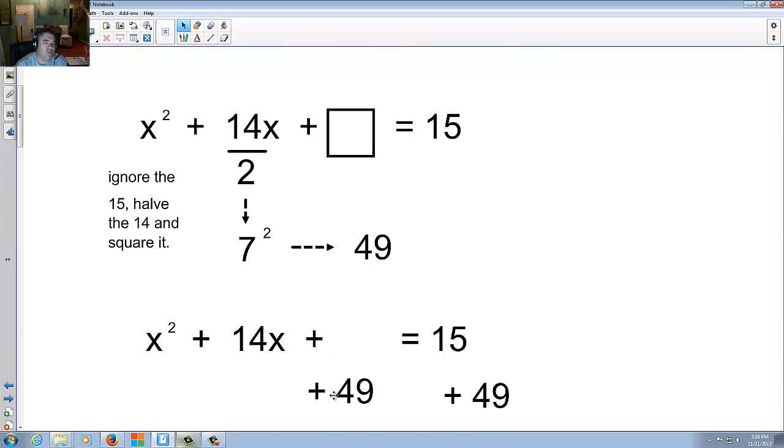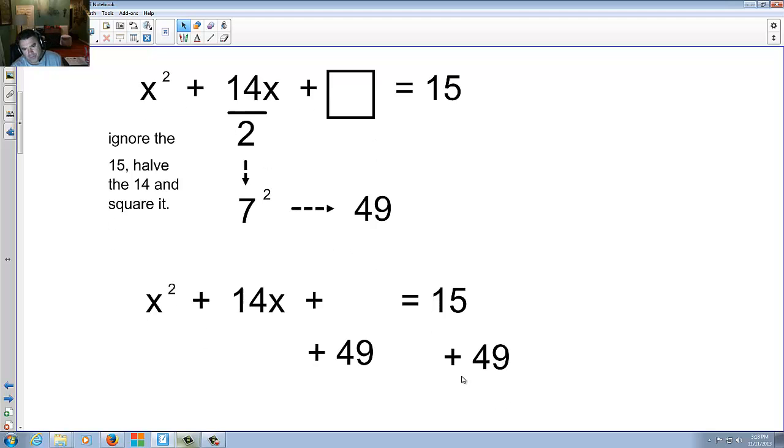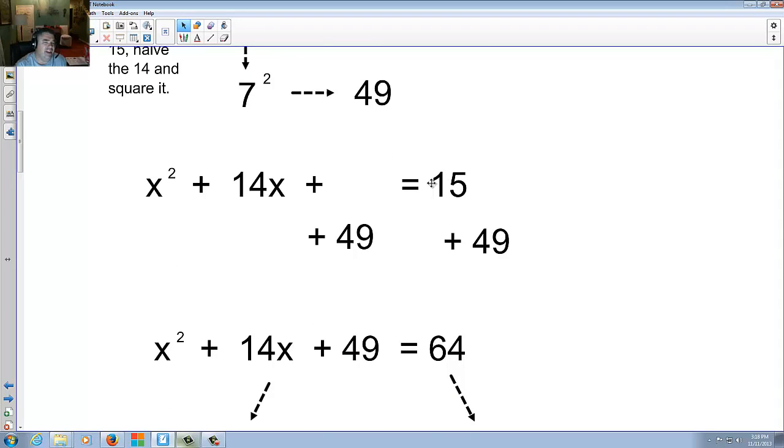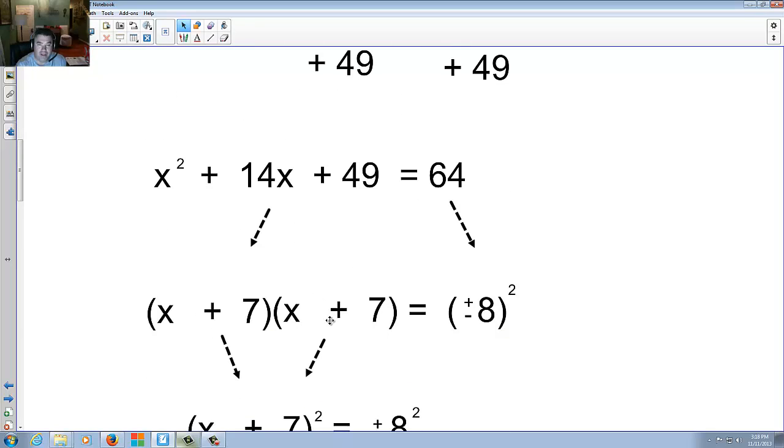So if I add 49 to one side, you have to add it to the other. So again, I had to add 49 here, and yes, this makes 64, but that's not what I'm worried about. I want to make sure this is x squared plus 14x plus 49, because that I can split into two smaller binomials, which is x plus 7 times x plus 7, as follows.